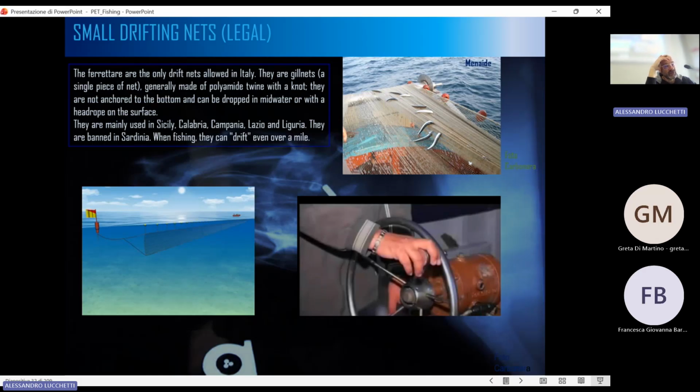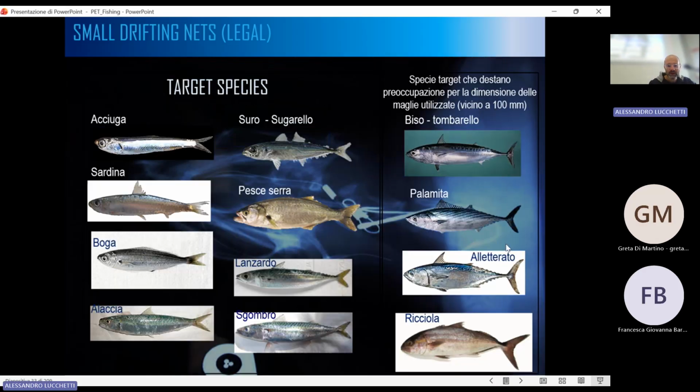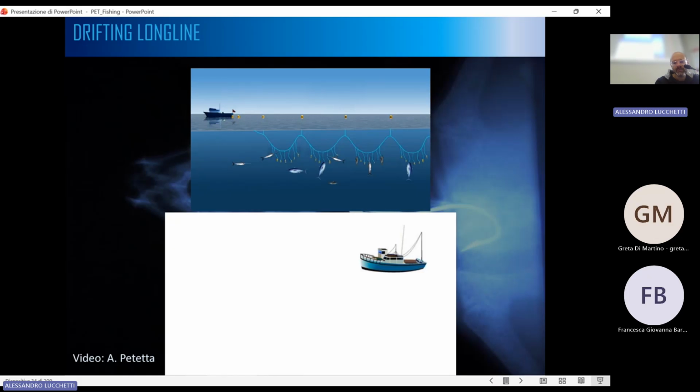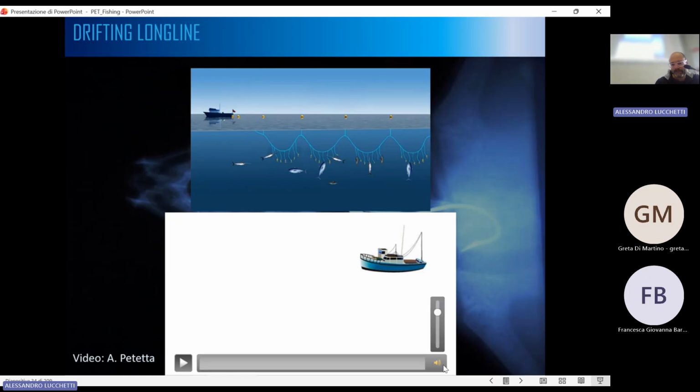In the past, I worked for, let's say, 15 years with the Coast Guard in the fishery control. And when we flew over the Aeolian archipelago, it was plenty of this illegal net, even if they were illegal for 20 years. Okay, these are the target species of these small drift nets. Not important. Another important fishing gear is this one, which is the long line.